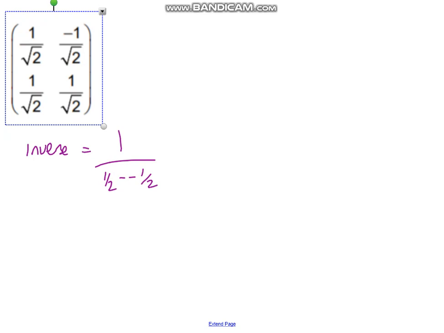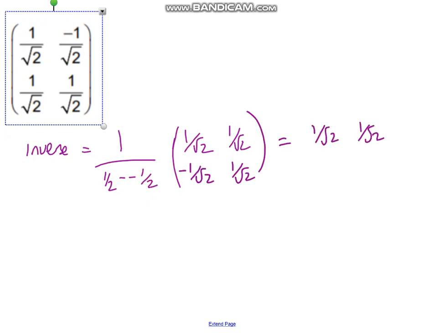And then to find the entries of the matrix, of course, what we do is we swap over 2 of them and we make the other ones negative. So that's going to give us 1 over root 2, 1 over root 2, minus 1 over root 2, 1 over root 2, which obviously then just gives us this, because that's just 1, and so we've got 1 over root 2, 1 over root 2, minus 1 over root 2, and 1 over root 2.